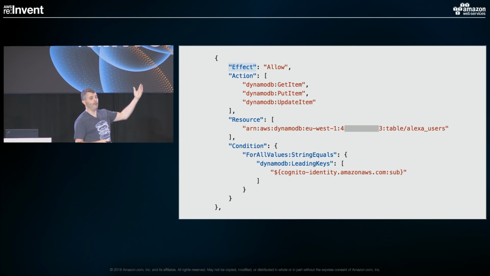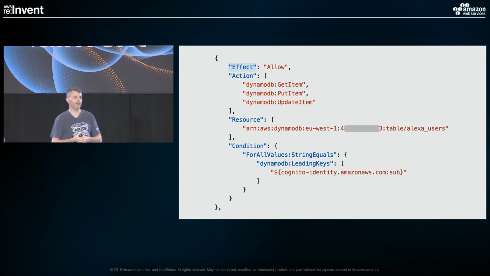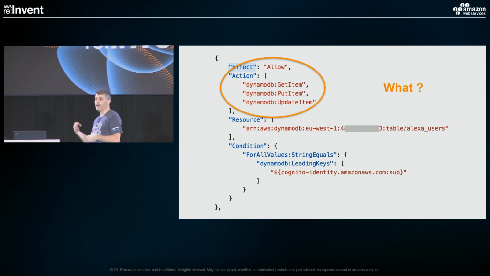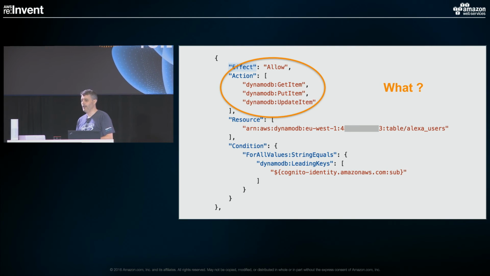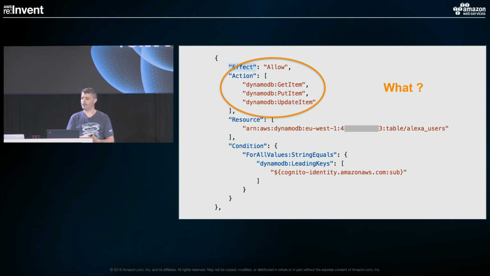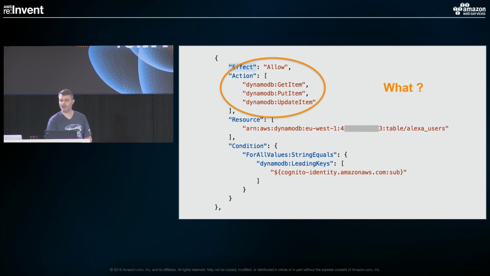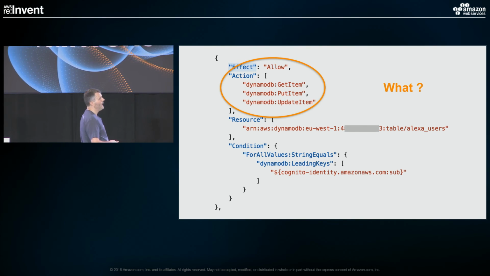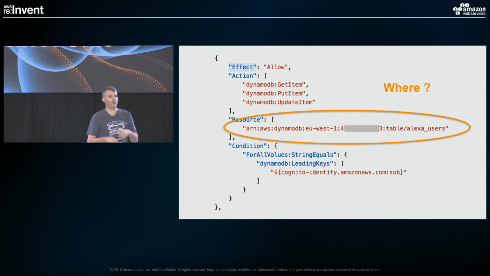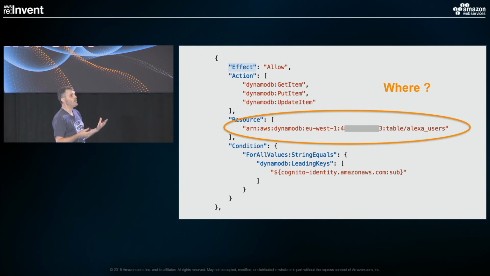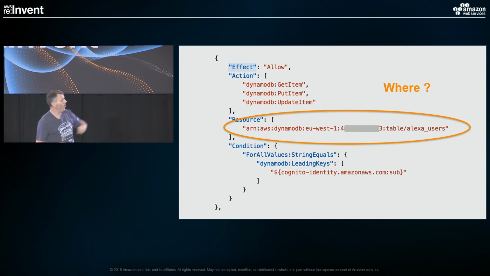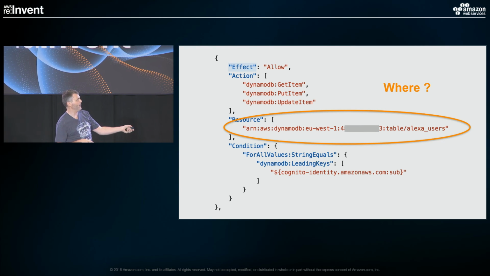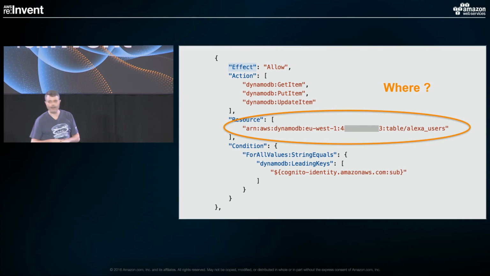The first line is the effect of the policy. You allow or you deny something. The second line, you tell what do you authorize or what do you deny. In this case, I want to authorize my function to call on get item, put item, update item, so to read, to write, and to update an item in DynamoDB. Then you can restrict on a couple of resources, like which table. In this example, I'm only storing that in Alexa user. That's the name of the table I'm using there.